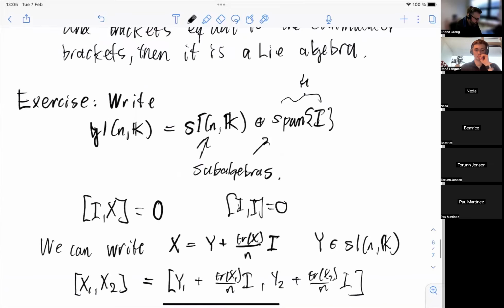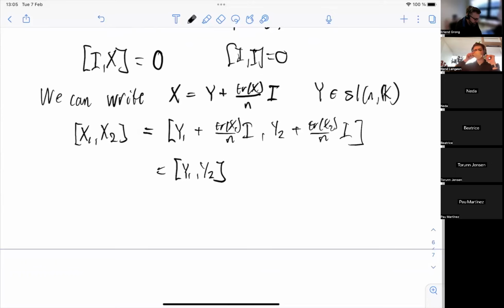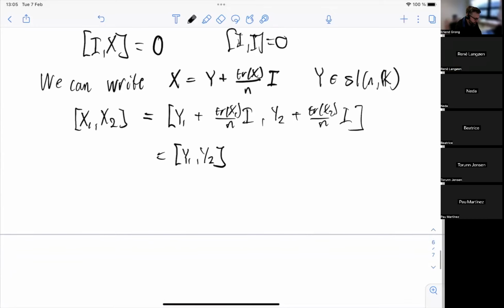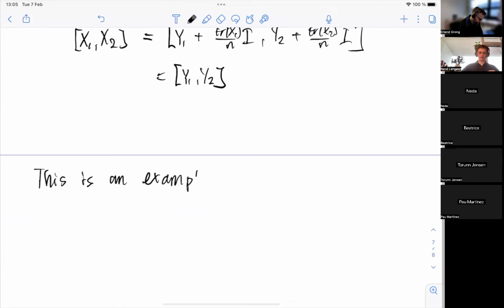So the Lie algebra of all matrices can be decomposed into trace-free matrices, and then this additional part spanned by the identity, which contains all the trace. And since the identity commutes with everything, the bracket is only determined on the side where you have the trace-free part. So this is an example of a direct sum of Lie algebras.